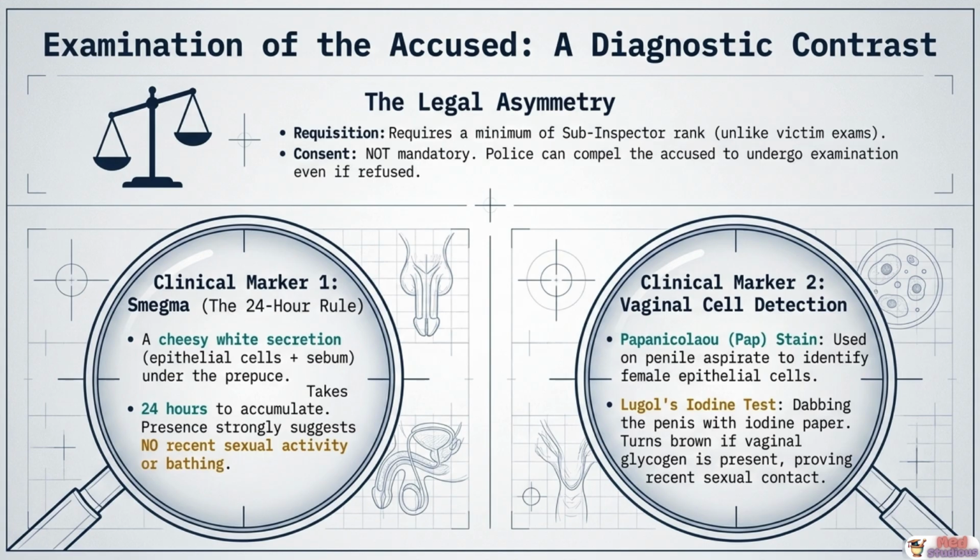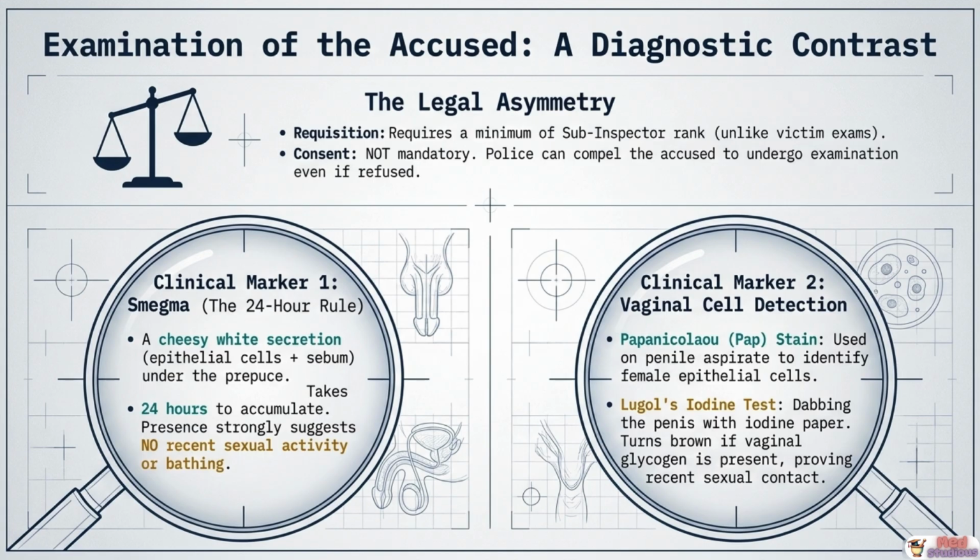Clinical marker 1 is smegma, the cheesy white secretion composed of desquamated epithelial cells and sebaceous material that accumulates under the prepuce. Smegma takes approximately 24 hours to accumulate following the last washing or sexual activity. Its presence strongly suggests that the accused has not bathed or engaged in sexual activity within the preceding 24 hours. Absence of smegma suggests recent washing or recent sexual activity.